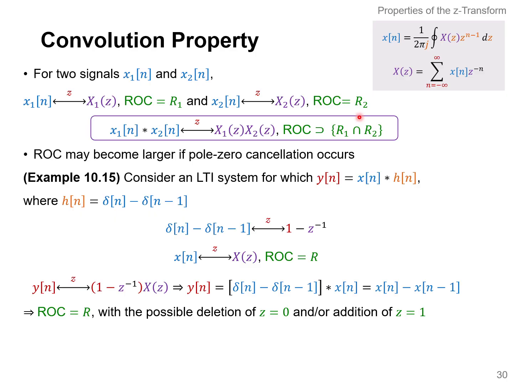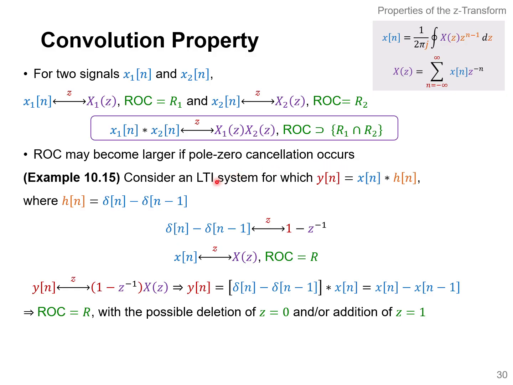When we convolve these two signals in the time domain, the result in the z-domain is very simple. We just multiply their z-transforms. So the z-transform of the output is the product of x1 and x2. For the ROC, it must include at least the overlap of the two original ROCs. If some poles and zeros cancel, the ROC can become larger.